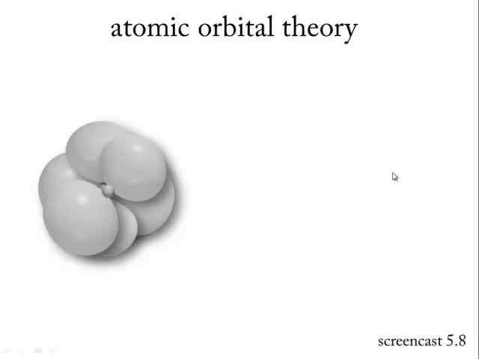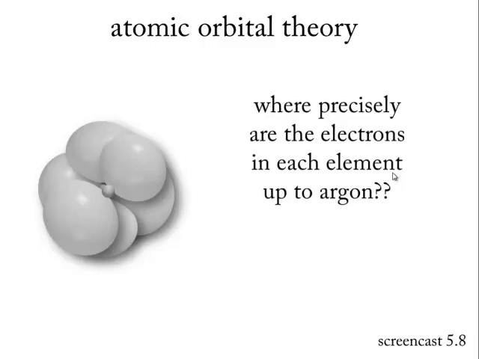Okay, we will pick up the pace on our understanding of where electrons are in atoms by considering modern atomic orbital theory. We will look at precisely where the electrons are in each element up through argon. This is screencast 5.8.